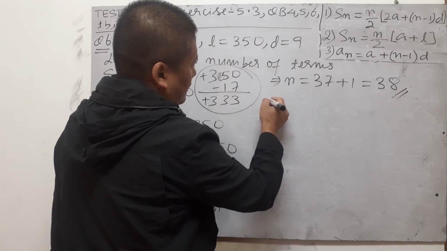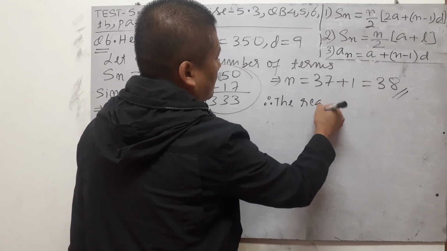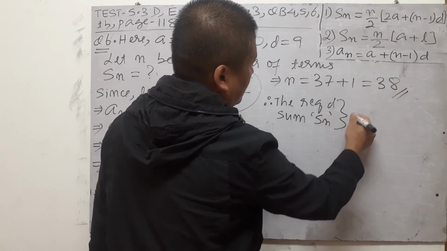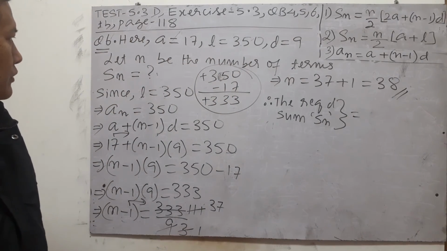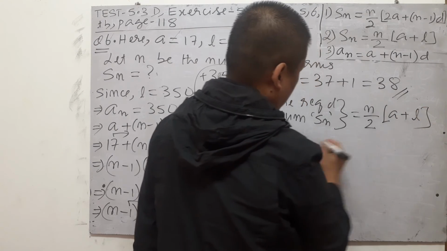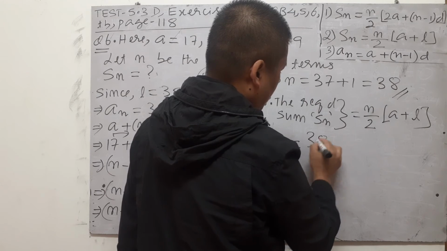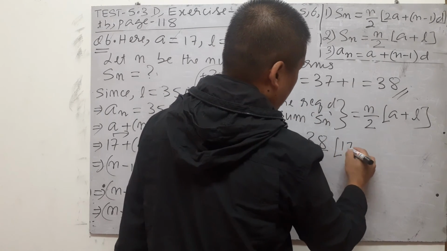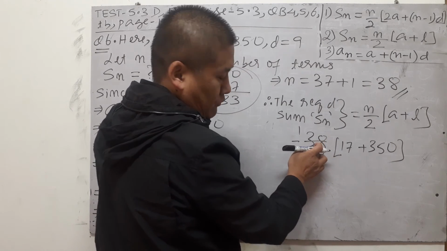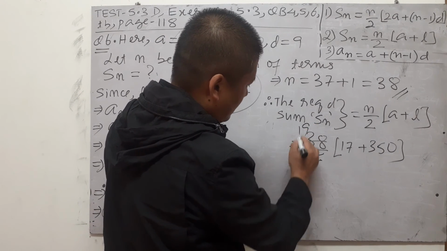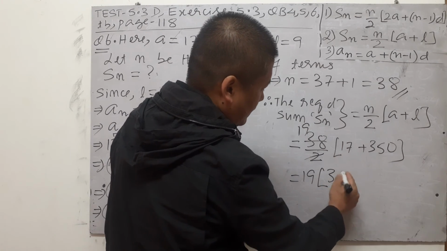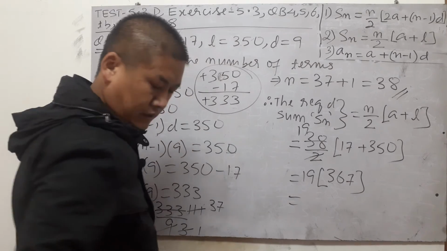Therefore, the required sum Sn. We can use this formula: a is there, l is there, so Sn equals n by 2 into (a plus l). n we just got, so 38 divided by 2, which is 19. a is 17 plus l is 350, which is 367. So our answer will be the multiplication of these two.